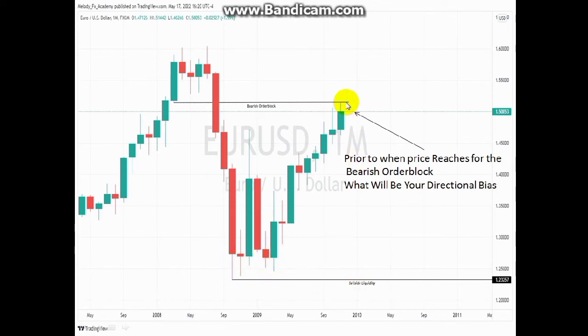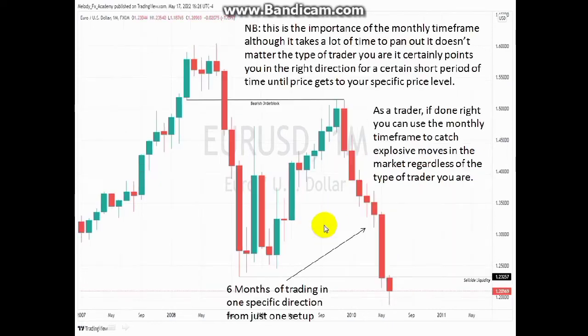So now, before price reaches for this particular sell side liquidity, what is going to be your bias? Okay, I want you to answer that question before we proceed. What is going to be your bias until price moves from this level down to this level? Okay, so obviously that is going to be bearish. Until we get to this particular level right now, your bias is going to be bearish.